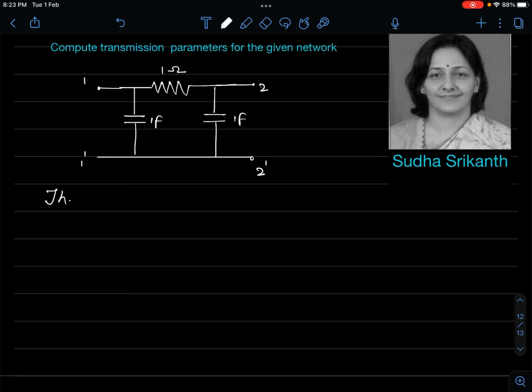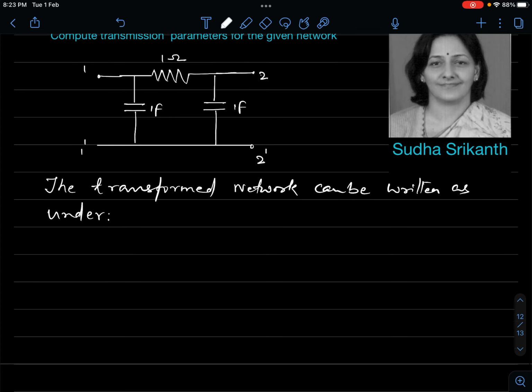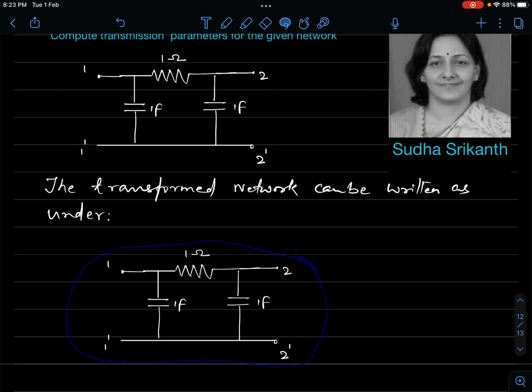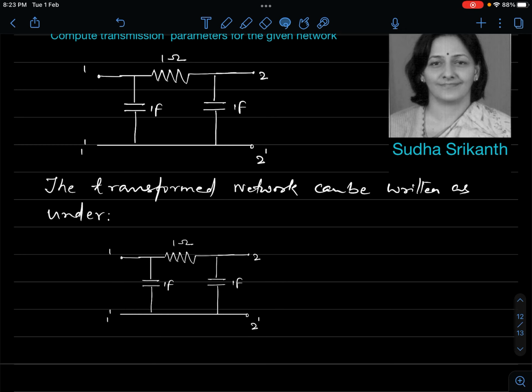The transformed network can be written as under. Okay, so we'll try to write the Laplace transform network. I will try to copy the same network. I'll paste it over here. I will shrink it a bit, fit it there. I'll now write the transformed network.